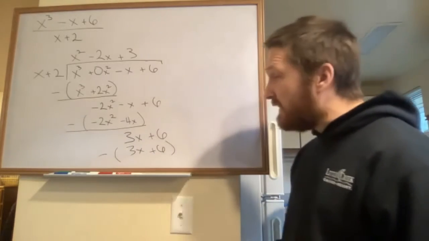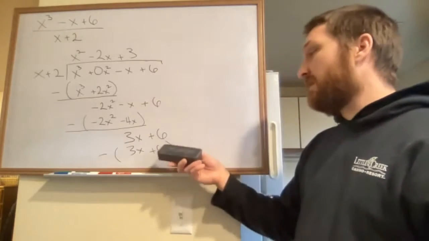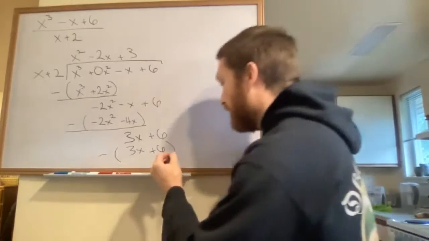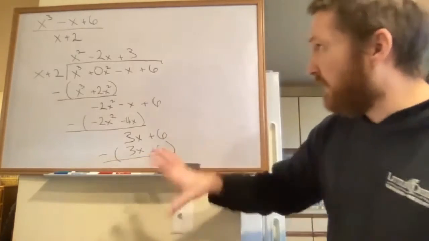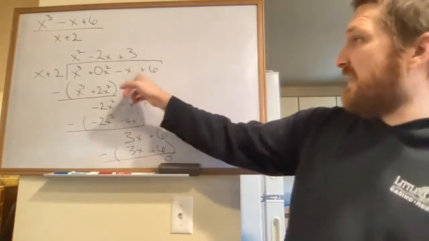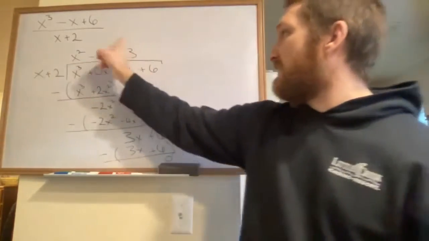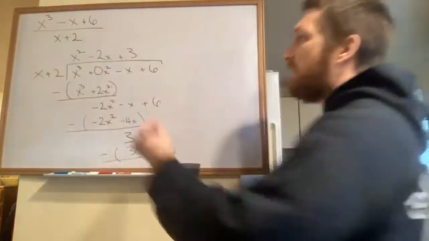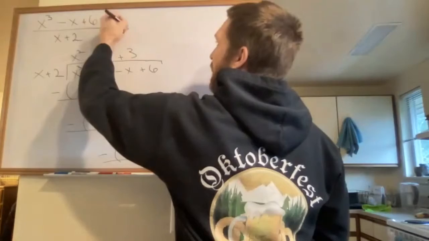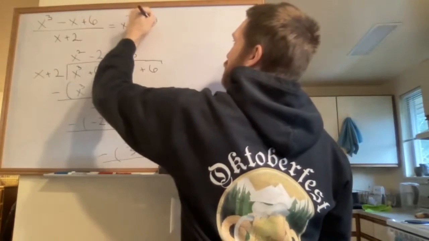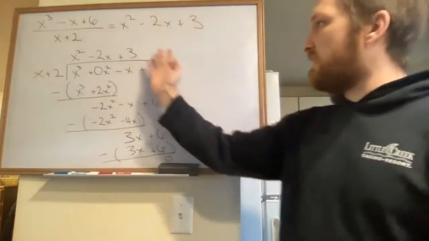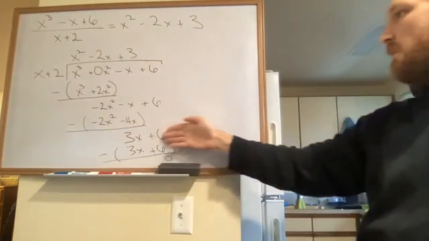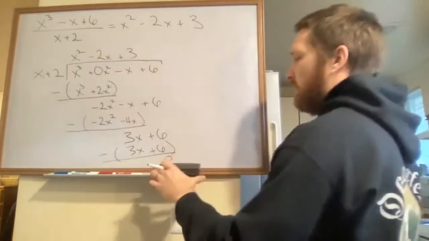And now we can see the 6 minus the 6 does end up being 0. And so we end up with this thing divided by this thing is equal to that thing right there. We get x squared minus 2x plus 3. Am I good to erase all of the work right here? Yes. Okay, I'm going to erase that.